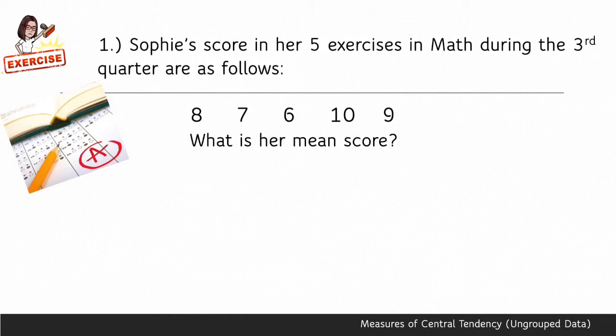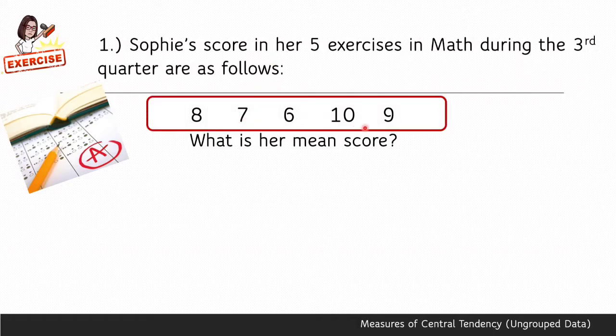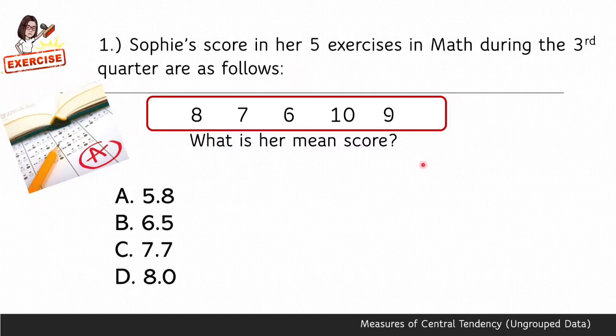Let's have the question number 1. Sophie's score in her 5 exercises in math during the third quarter are as follows. 8, 7, 6, 10, 9. So what is her mean score? Here are the choices. A, 5.8, B, 6.5, C, 7.7, or D, 8.0. So there is a 15-second timer. You may use your calculators for you to solve faster. Here you go.